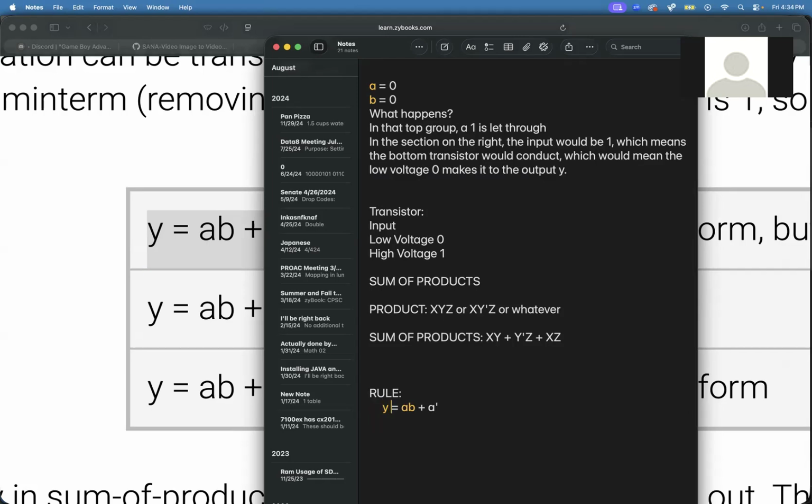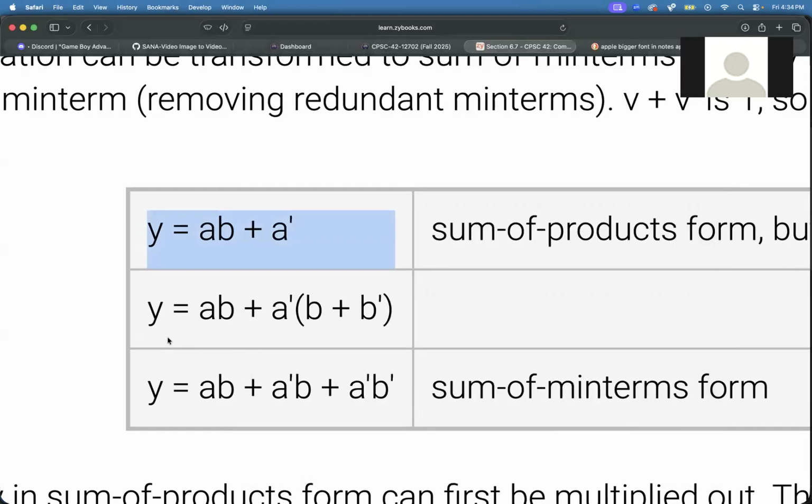Weird. Color is weird. Anyway, we had a rule in lab that said we could just cancel out that A and make this B plus not A when we were simplifying things. But that's not what they're doing here. This is a different thing.